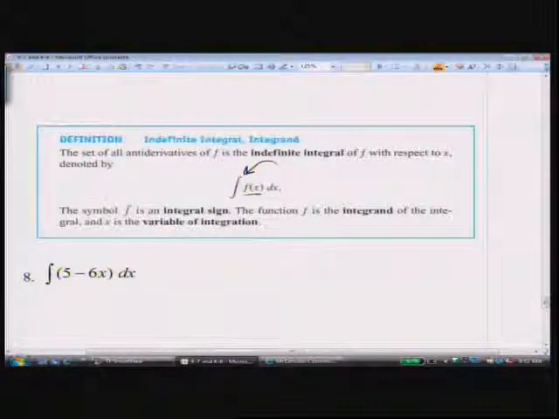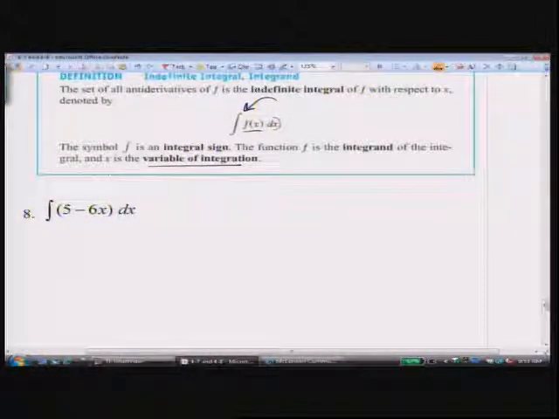This integral symbol is called the integral sign. The function is called the integrand of the integral. It's just like you have a divisor and dividend and all that. And x is the variable of integration. So this dx means what you're taking the integral with respect to. All this really is a way to ask you to find the antiderivative of the little part right here. So this is saying find big F of 5 minus 6x. It's a new symbol to do that.